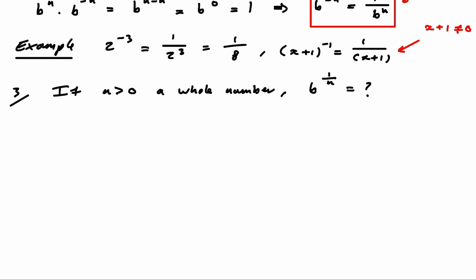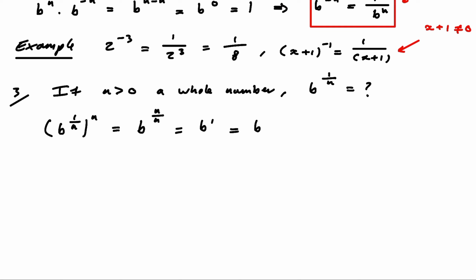1 over n has the property that if I multiply it by n, I get 1. So what does this tell me? Well, let's try to exploit this fact. So b to the power 1 over n, to the power n, that would have to be equal to b to the n over n if I want my property to hold. That's b to the 1. That's just b. Okay.